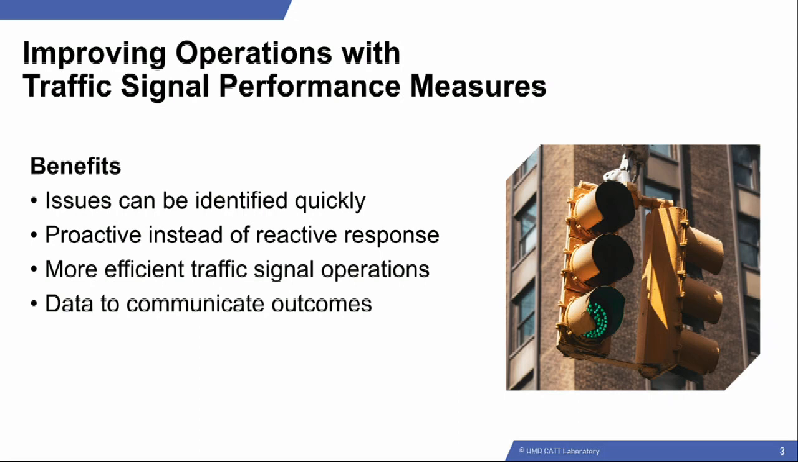We've seen agencies recently, I'd say probably over the past 5 to 10 years, moving to using data from their traffic controller systems in order to make decisions. So the idea, instead of being reactive, is moving to proactive management of their traffic signals. That leads to more efficient signal operations, and it also provides data for those agencies to communicate outcomes to their stakeholders. We spent all this money to fix this road, and this is the improvement that we've seen.